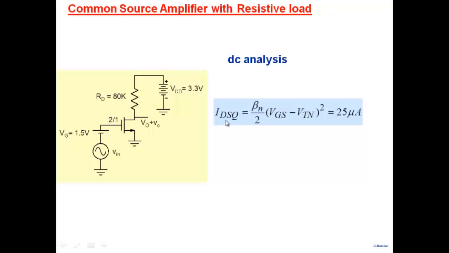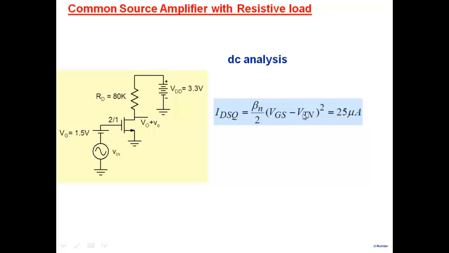So we'll use this simplified expression here: beta n by 2 times (VGS minus VT) squared. Note that VGS we know is 1.5, and beta also we know. Beta is Kp times W by L. W by L is given to you. Kp is also known. So everything is known here, and you calculate the drain to source current, which is 25 microamps.